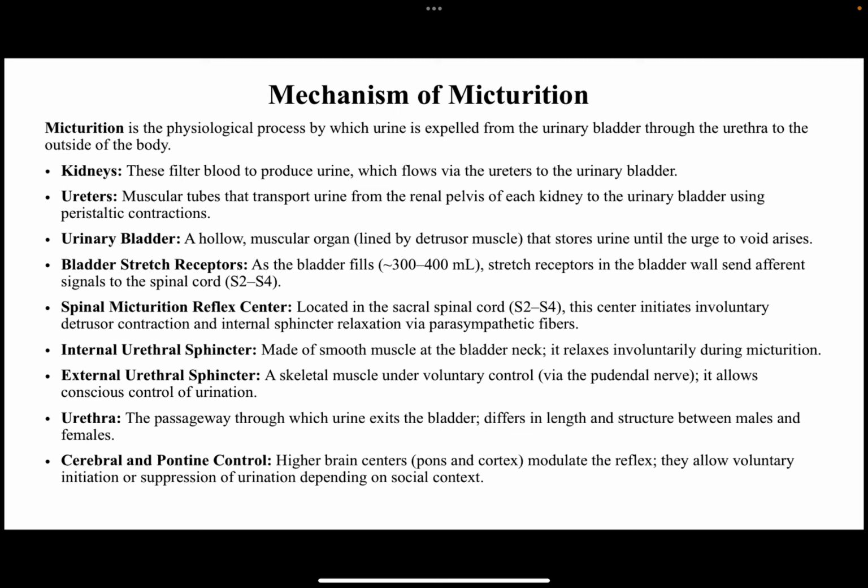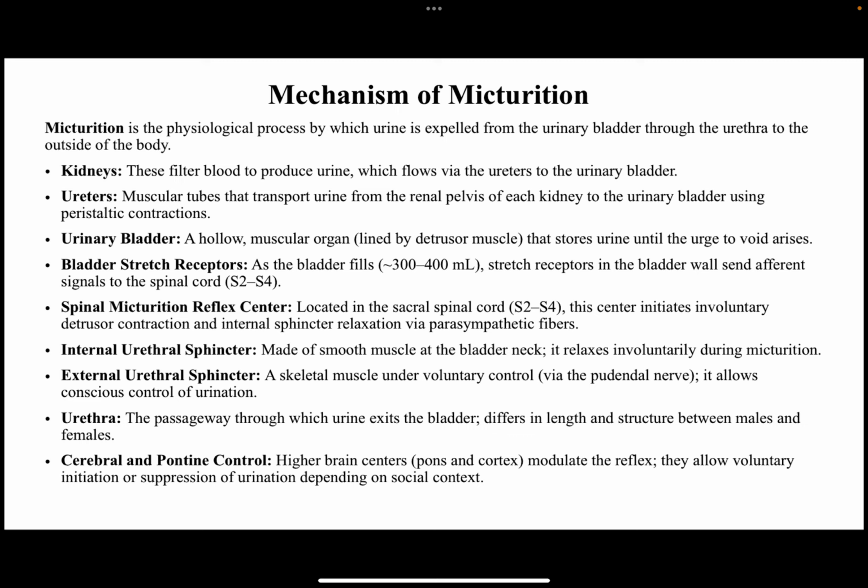In the storage phase, because we want to store urine, the muscles of the urinary bladder do not contract, they relax. So the smooth muscles in the walls of the urinary bladder remain relaxed. Once they relax, the internal urethral sphincter and the external urethral sphincter are the ones that contract. Anytime the sphincters contract, you hold or store urine, which means you are not urinating. So the more you keep urine, the more you contract your sphincters.